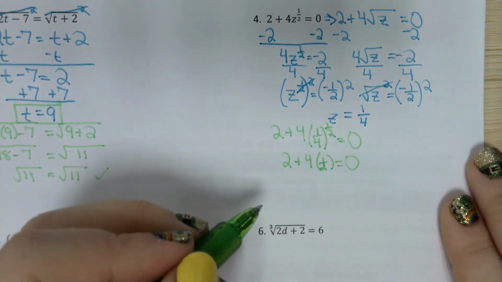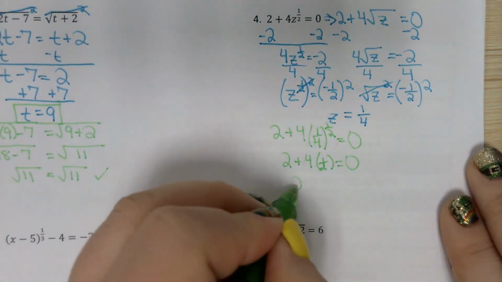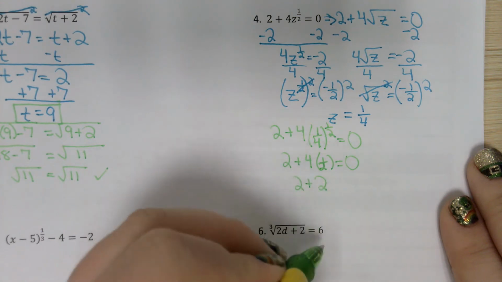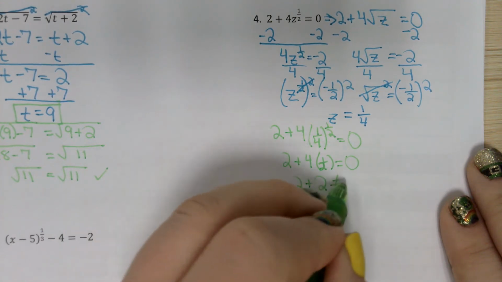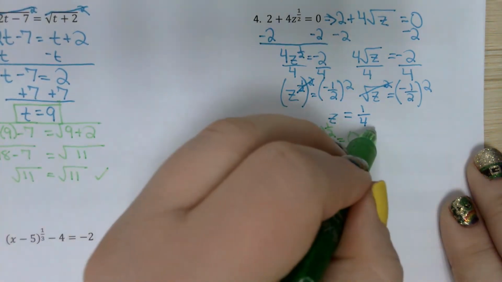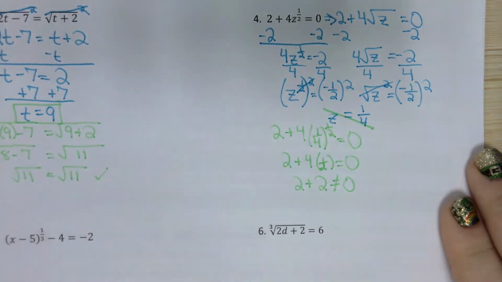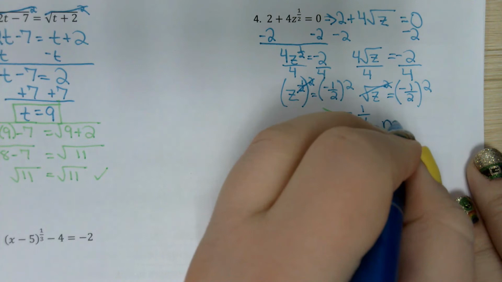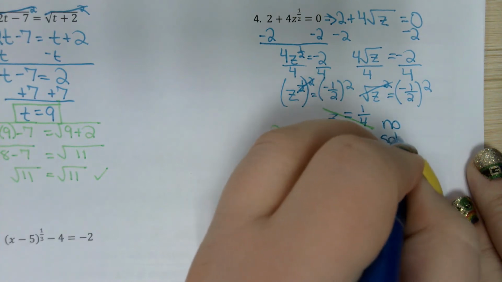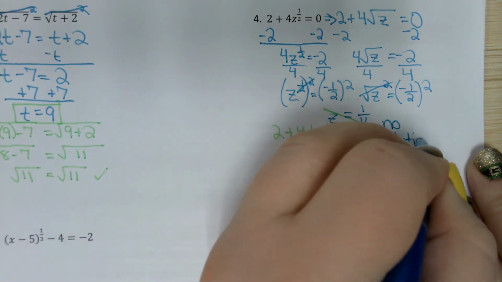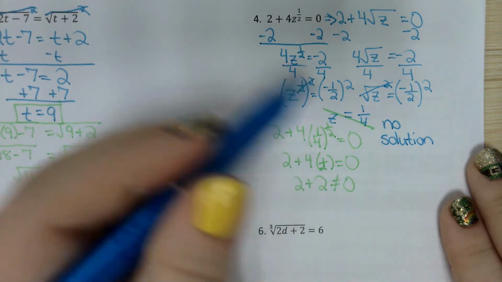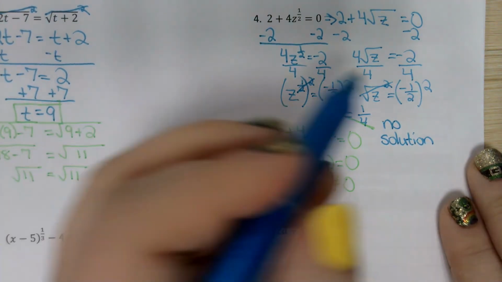And 4 times 1/2 is 2. 2 plus 2 is not equal to 0. That means that this is an extraneous solution. So that means that my answer is that there is no solution, because there are no solutions left that actually satisfy the answer.